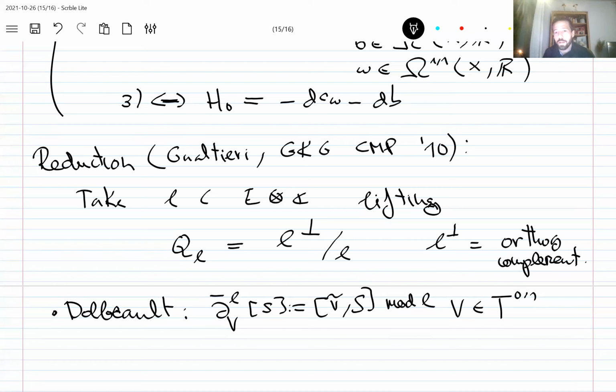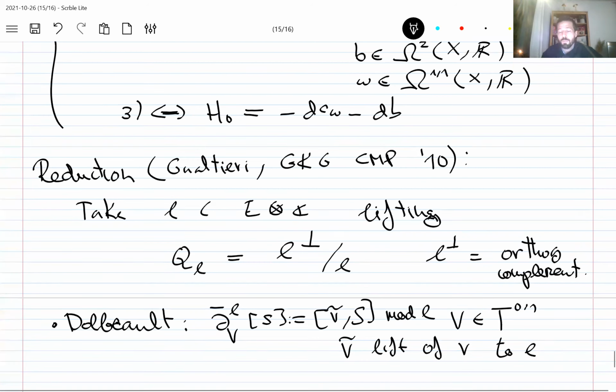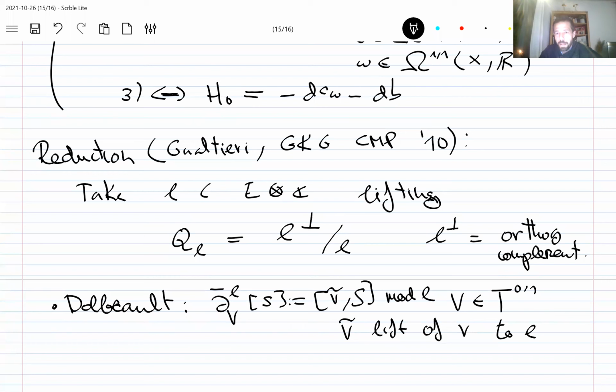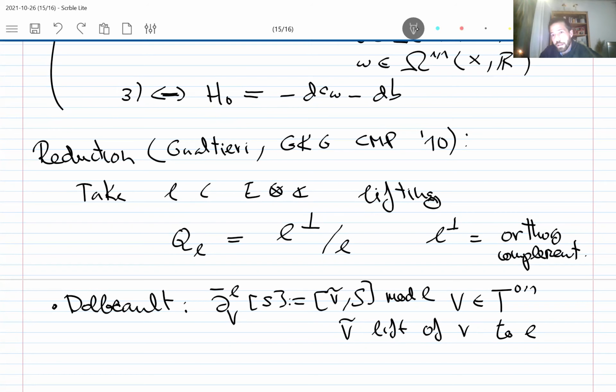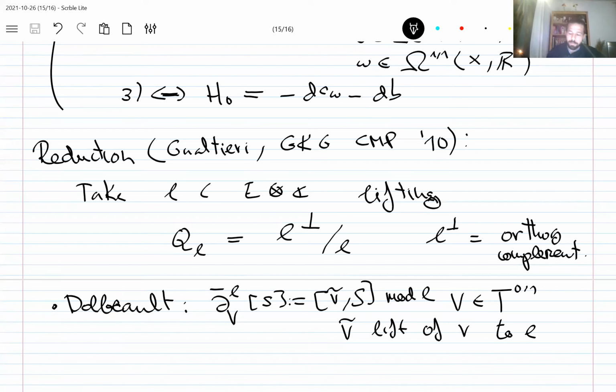We want the class of the bracket, of the Dorfman bracket. And B tilde is the unique lift of B to L, because in the definition, recall that we impose that L is isomorphic to tangent 0,1 via the anchor. Now, the fact that this Dolbeault operator is integrable follows essentially from the fact that the Dorfman bracket on E satisfies the Leibniz rule. This is the proof.